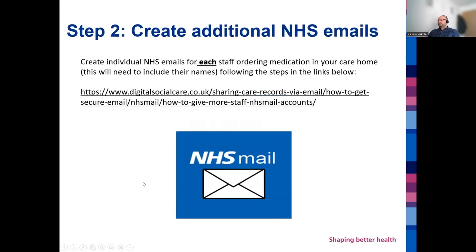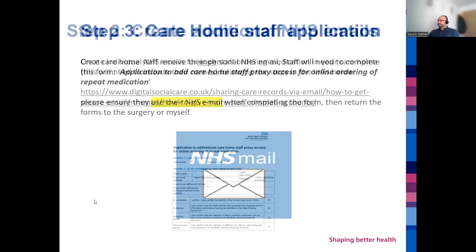Second step would be to create additional NHS emails. Like I mentioned previously, to have proxy, you need an individual NHS email for every member of staff ordering medication using proxy. We have a website called Digital Social Care here. There's a link, and they have really good guidance on how to do that. And they have a video. So it's a simple step. All you need to do really is send an email to a specific email with the information about the member of staff that you want to have an NHS email.